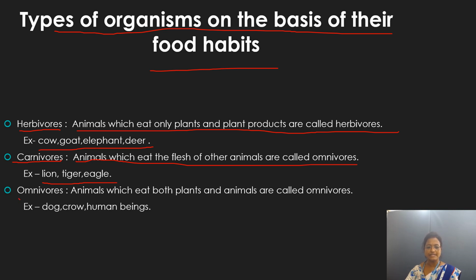Next is omnivorous. Animals which eat both plants and animals are called omnivorous. The examples are dog, crow, human beings. So this is all about types of organisms on the basis of their food habits. There are three types: herbivorous, carnivorous, and omnivorous. Herbivorous animals eat only plants and plant products. Carnivorous animals eat the flesh of other animals. Omnivorous animals eat both plants and animals.